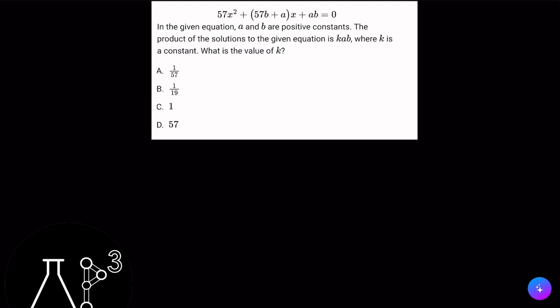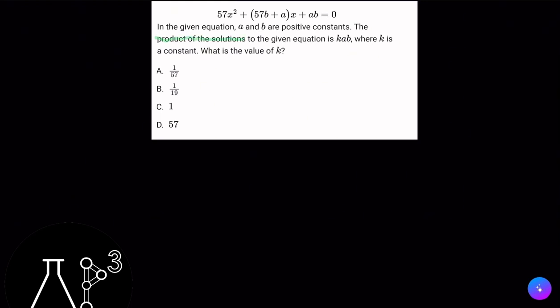Okay, this looks like a hard question, but if you know the single rule, you can solve this question instantly. In the given equation, a and b are positive constants. The product of solutions to the given equation is kab, where k is a constant. What is the value of k? So we're given a huge equation, 57x squared plus (57b plus a)x plus ab equals 0. What are they asking for? The product of the solutions.